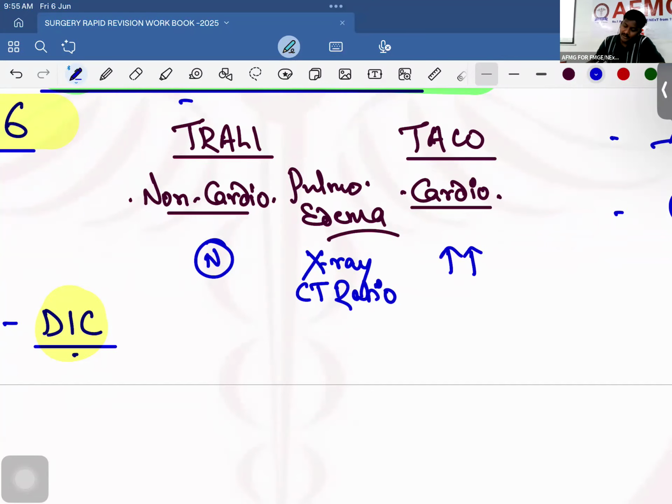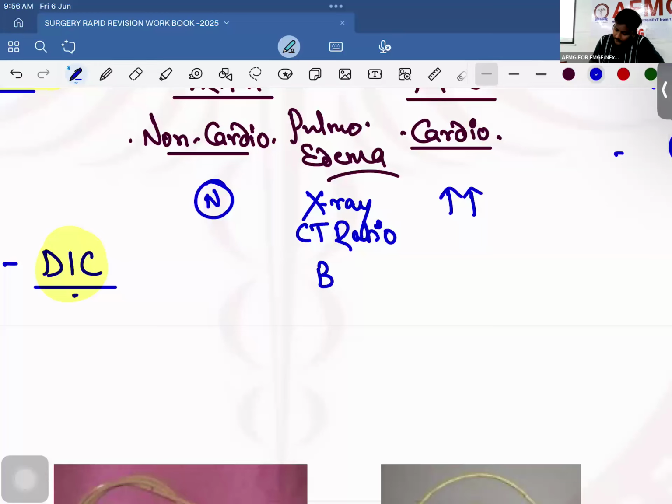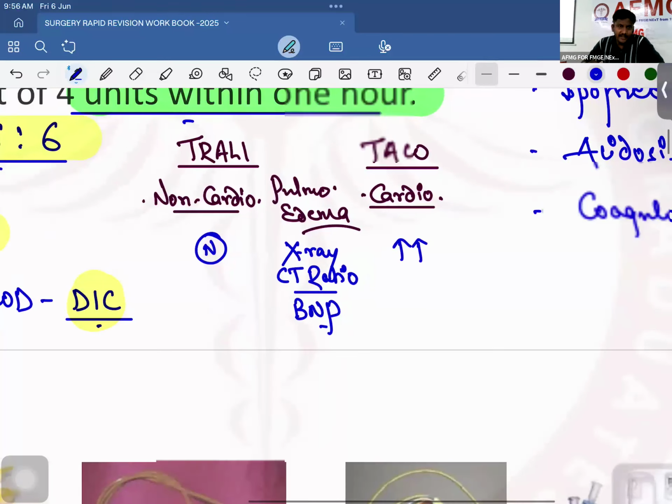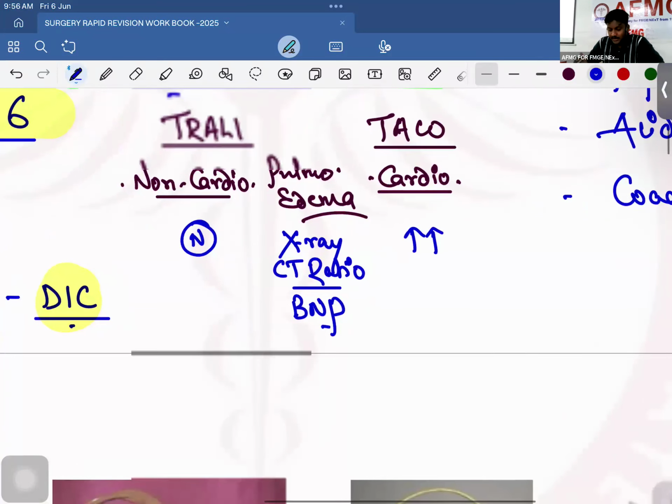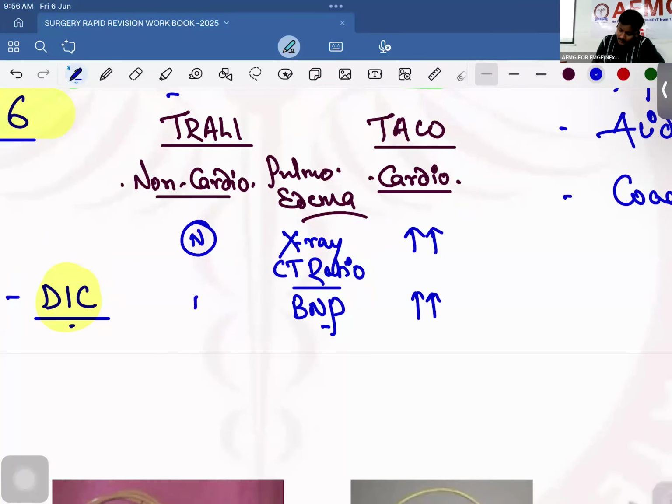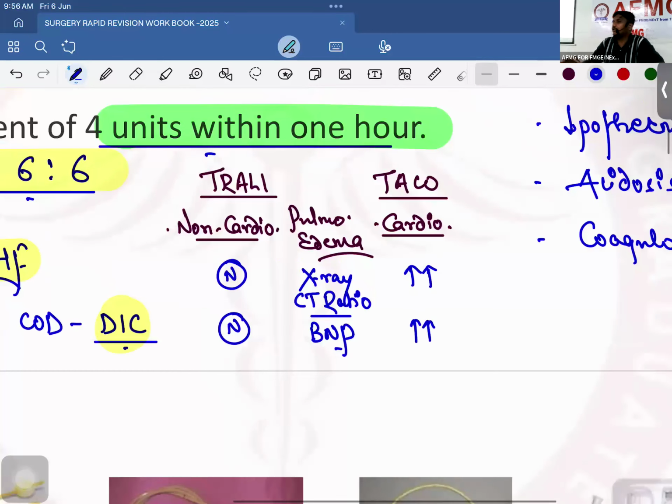Second important, we have to make a difference with the help of BNP. What is BNP? Brain natriuretic peptide. So brain natriuretic peptide is released during congestive heart failure. And we know CHF occurs during TACO. So BNP levels are high in TACO, whereas normal in TRALI. That is how you differentiate.